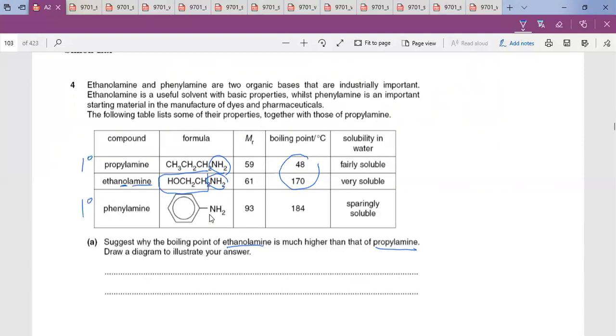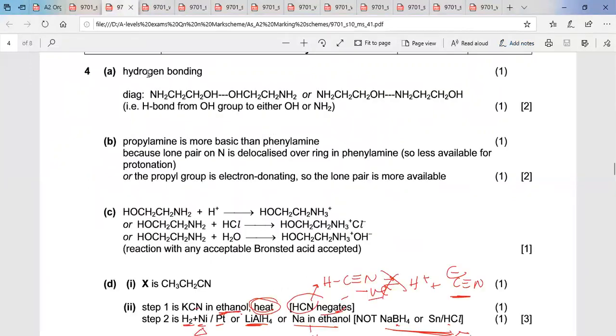Now see how the answer looks in the past question, the marking scheme. Because of hydrogen bond, or more hydrogen bonds. Now the diagram. Of course this is your ethanolamine. So first you see here.